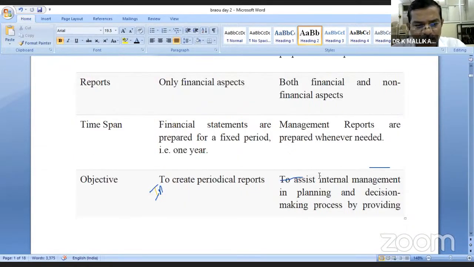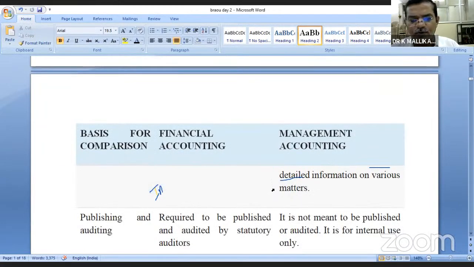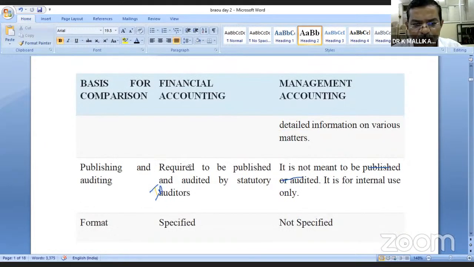But here, the management accounting objective is to assist the internal management in planning and the decision-making process by providing information, and also to determine information for various matters. Financial statements are required to be published and audited with statutory audits. As per Companies Act 2013 and Companies Act 1956, all companies have to go for audits. Management accounting has no need to publish the data and no need for audit. It is only for internal purposes.